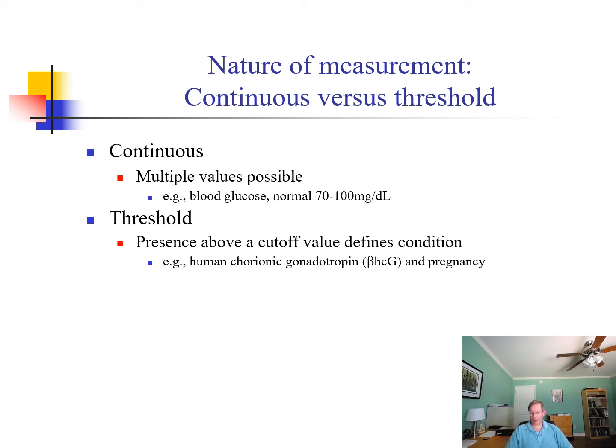Sometimes we only care about a threshold value. For example, beta HCG, which is released when a woman might be pregnant. There are other reasons that it might also be present, but that's the typical one that's used. So if a woman thinks that she might be pregnant because she is late on her menstrual cycle, she can test with a small type of assay where she would urinate onto a strip, and that strip above a certain cutoff level for that beta HCG would indicate that pregnancy is possible.